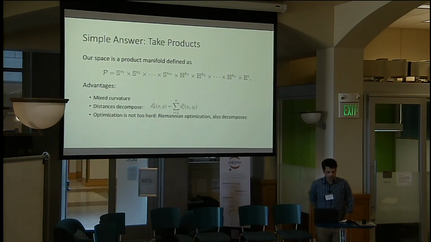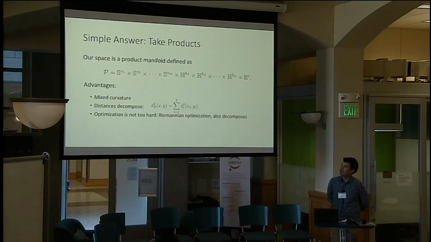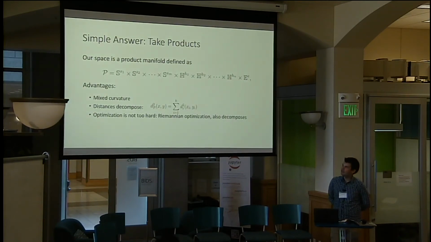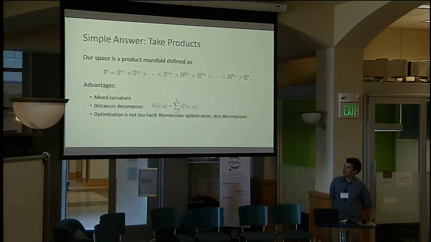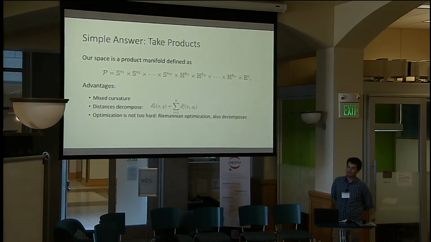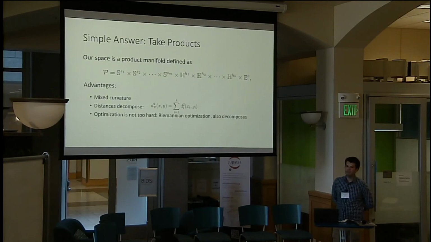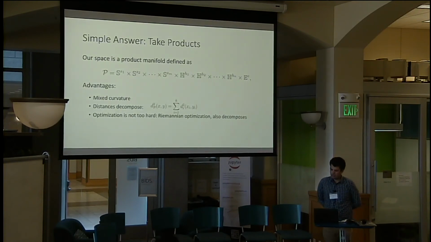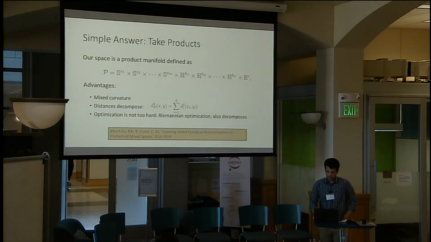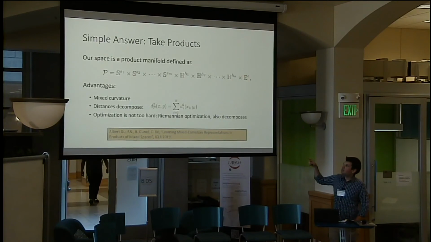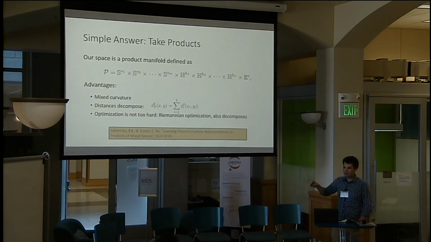So the advantage is you get this mixed curvature, which means you can represent all kinds of different graphs. The distances, which are all that we've talked about so far, decompose really nicely. The distance in this product manifold is just the sum of the distances for all of the different factor manifolds. And you can do the same kind of optimization that we did for any of them. The only challenging thing here is how do we select how many copies of each of these spaces and how steeply curved each of them are.